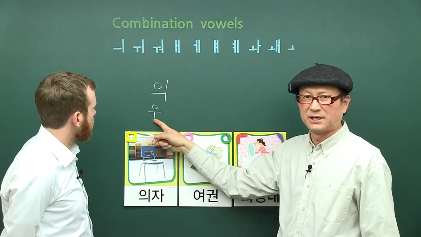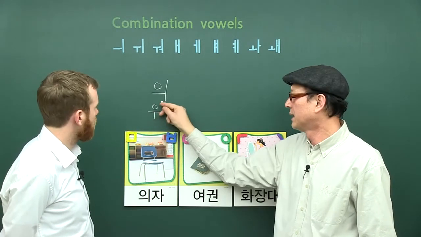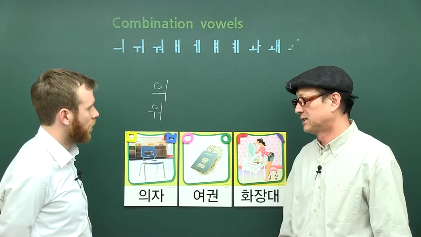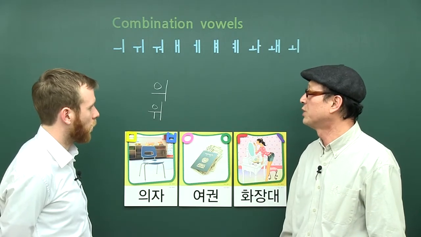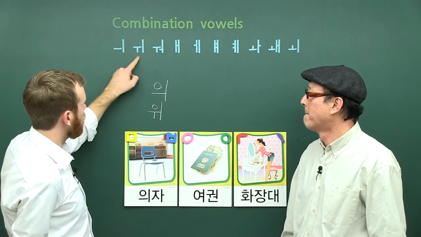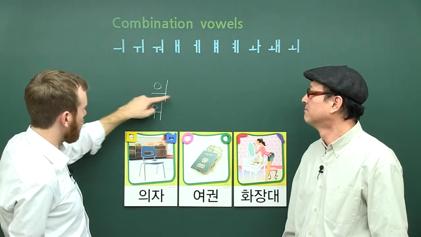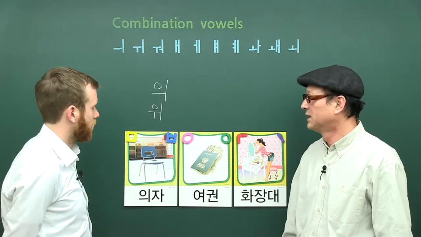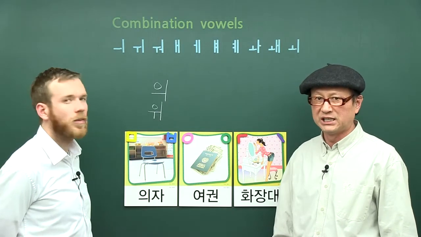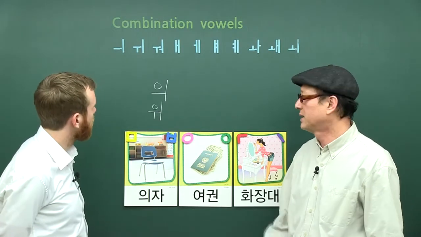And this one, 우 is the first one. 그러니까 우 and 이. So 위. So 우, 이 becomes 위.